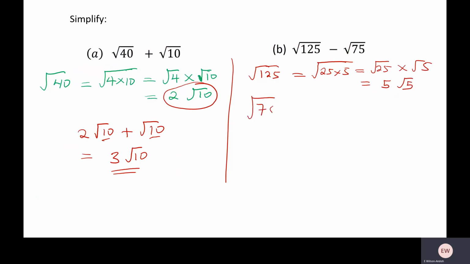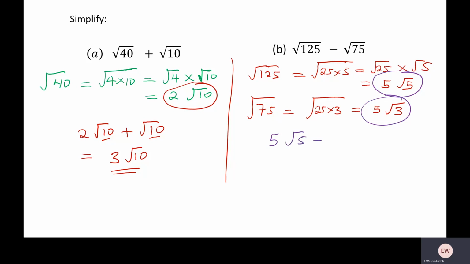And we pick 75, where the square number is 25. So this will give us root 25 times 3, and this is equal to 5 root 3. Now we have simplified our surds, so let's put everything together. So we write this instead of root 125, and 75, we'll put this one there. So we have 5 root 5 minus 5 root 3.